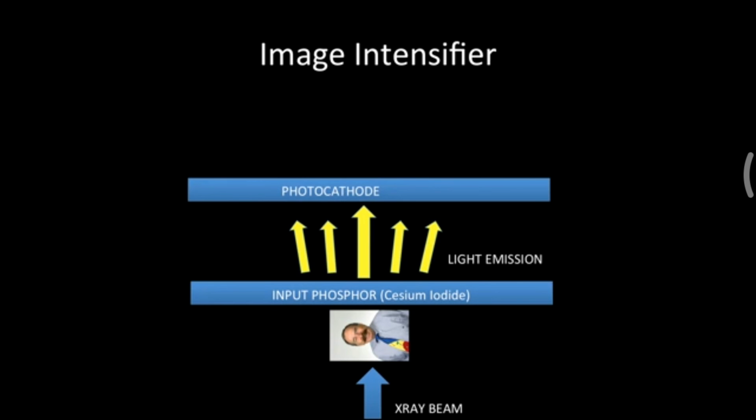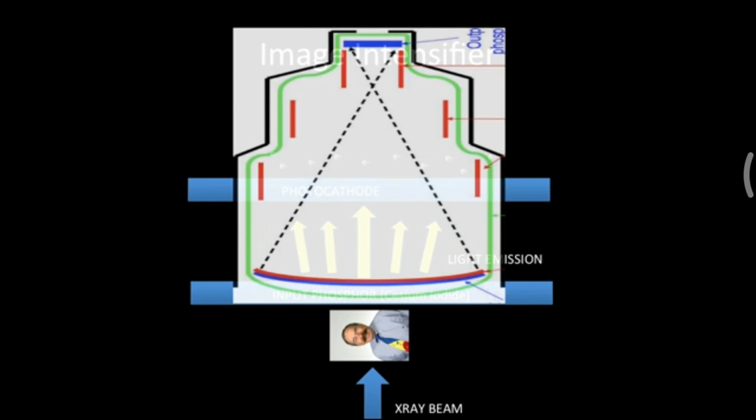Then the light photons will hit the photocathode. At the photocathode, we have the photoelectric effect, and this means we will convert the light photons to electrons. Remember, X-rays are still photons, so we went from an X-ray photon to a light photon, and then we converted that light photon to an electron by means of the photocathode. And this is the overview of our image intensifying tube.